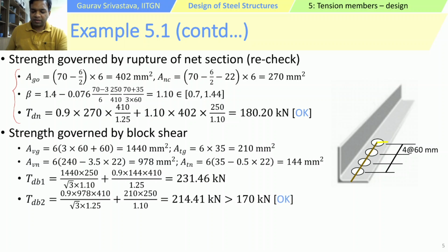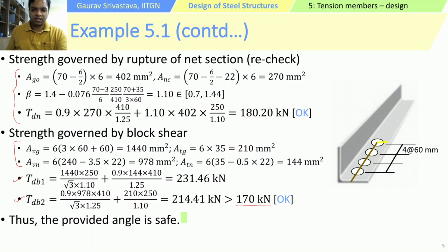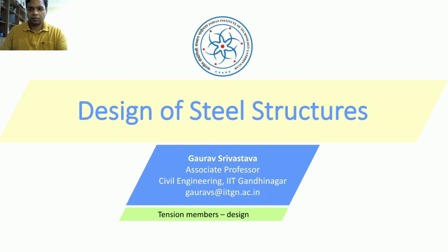And then we'll have to calculate the strength governed by block shear. For this block shear, we have to calculate 4 areas, 2 for shear, gross and net, and 2 for tension plane, gross and net. Once we calculate that, we calculate the 2 block shear strengths, because there are 2 scenarios in which block shear can happen. If both of them are more than 170, the demand, then that is also okay. Which means the provided angle is safe in design. So the angle we have chosen for the demand of 170 kilonewtons is sufficient.